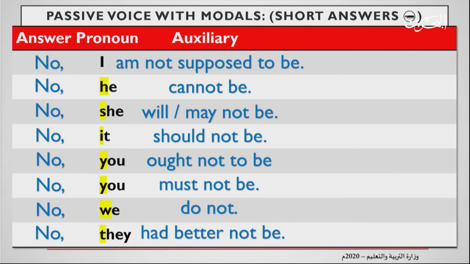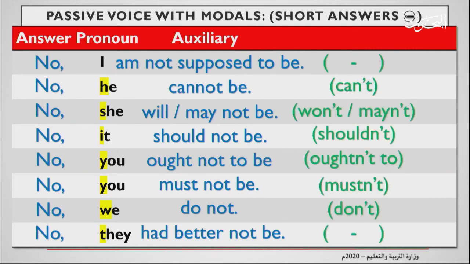Okay, and plus we have contractions for them. For the first one, you do not abbreviate these two, but with cannot you say can't, with will not you say won't, and mayn't, should not, shouldn't, oughtn't to, or mustn't, or don't.